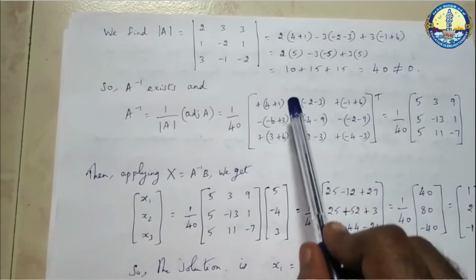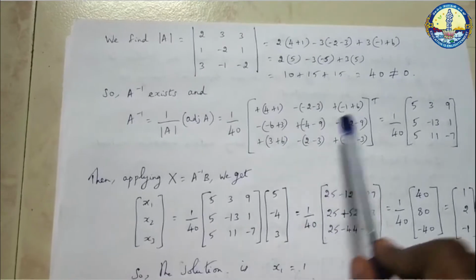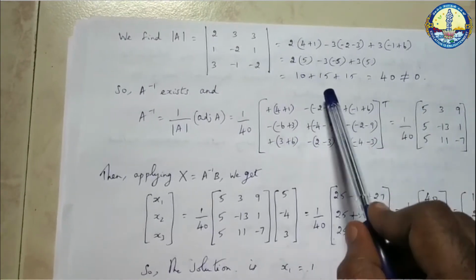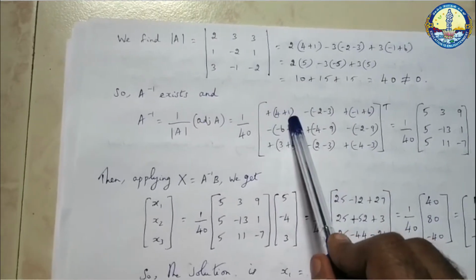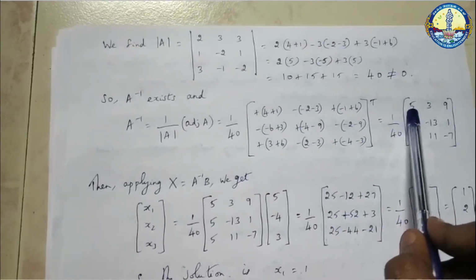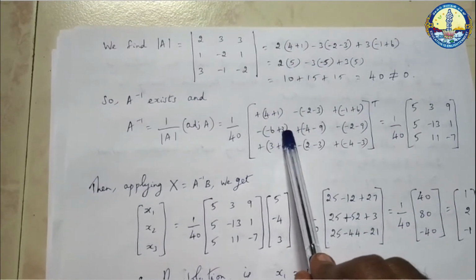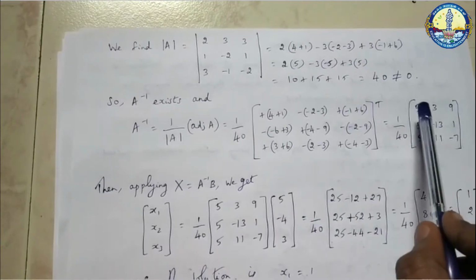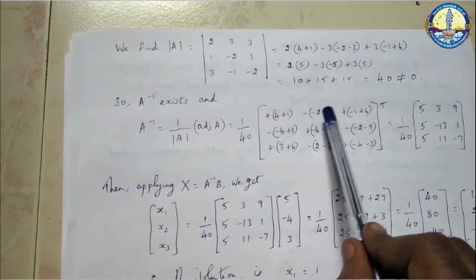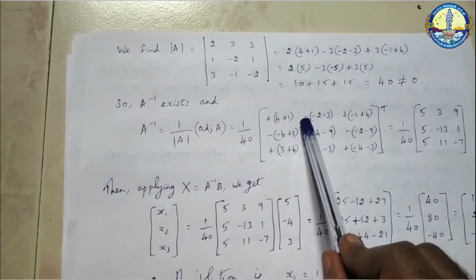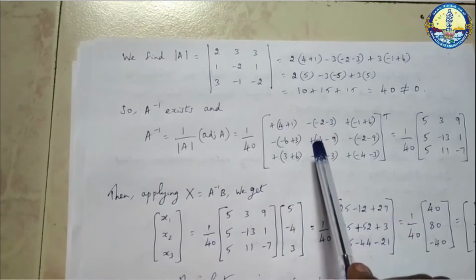Transpose means you have to change this column into this row, this column into this row, and this column into this row. So 4 plus 1 is 5, plus 5. And minus 6 plus 3 is minus 3, so minus into minus is plus, so plus 3, 3 plus 6 is 9. So minus 2 minus 3 is minus 5, so minus into minus is plus 5.